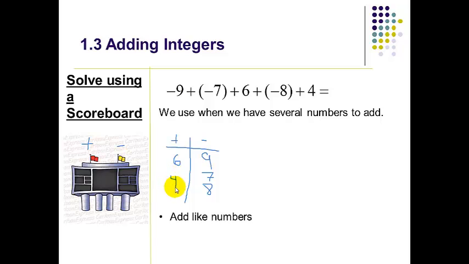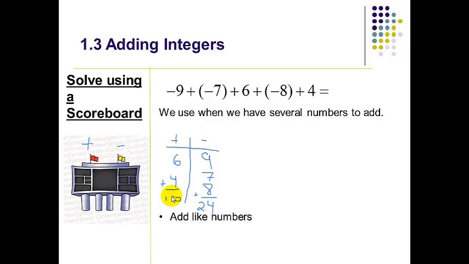So the first thing I want to do is add like numbers. So on this side, I'm going to add the negative numbers. So 9 plus 7, 16, and then I need to add the 8. What I do in my mind, if I was going to do this with mental math, is I would break the 8 into 4 and 4. So 16 plus 4 is 20, 20 plus 4 is 24. And then I add my positive. Let me put my little addition sign right there. So 6 plus 4 is 10.